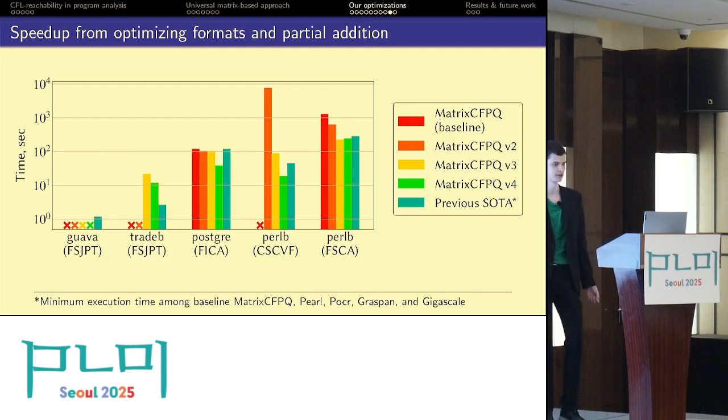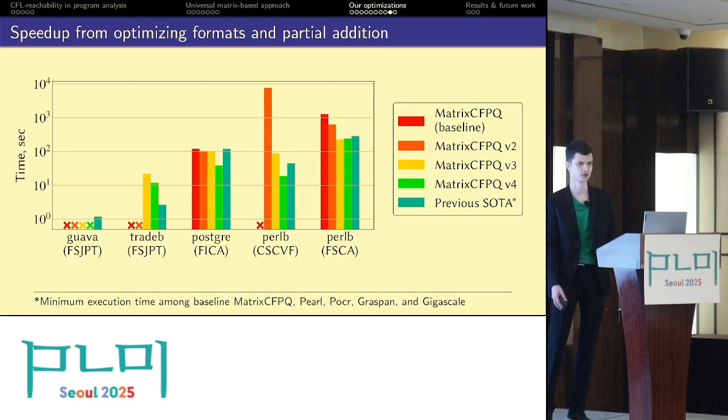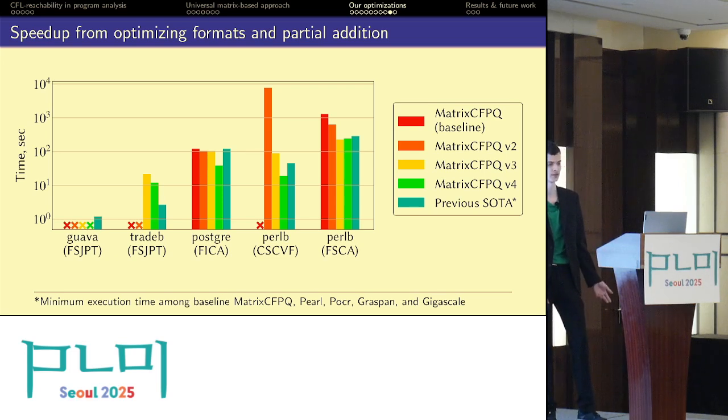Okay, so let's look at execution times. Here, yet another version of MatrixCFPQ is shown in green. We can see that in some cases, the 2 optimizations I just described result in a slight slowdown, but overall we get a significant speedup. And most importantly, we reach the state-of-the-art performance in the majority of the cases, and we still have 1 more optimization to go.